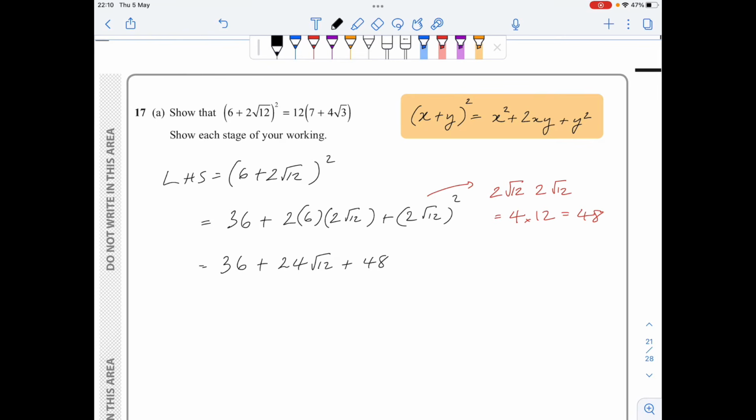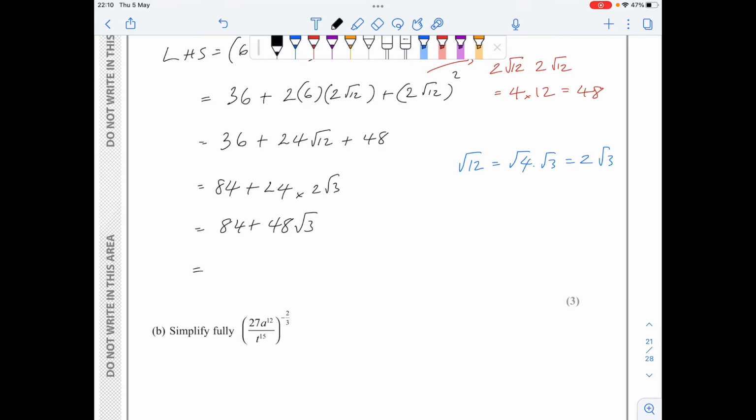Now 36 and 48 is equal to 84, plus 24, and now I'm going to write square root of 12 as square root of 4 times square root of 3, which is 2 root 3. 24 times 2 is equal to 48 times root 3. And if I take a common factor of 12, I'm going to get 7 plus 4 root 3, which is equal to the right hand side as required.